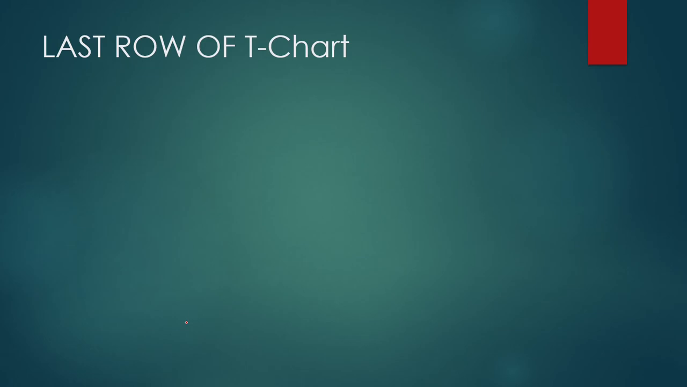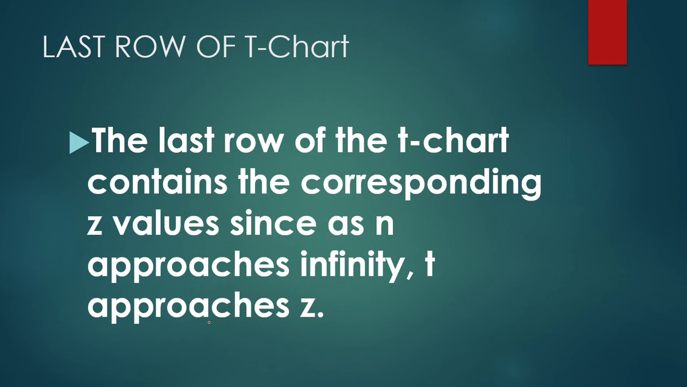Now, if you look at the t-chart, the last row of the t-chart contains z, because as t approaches infinity, the t distribution approaches the z distribution.